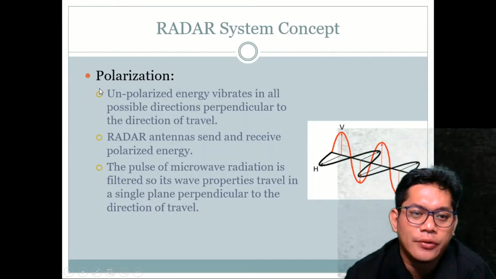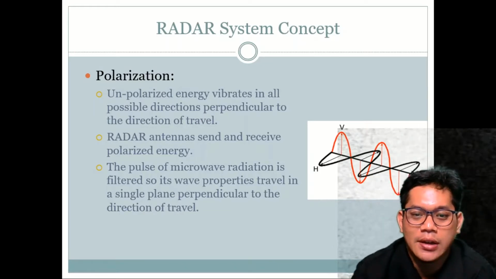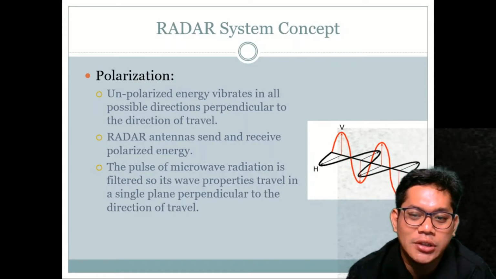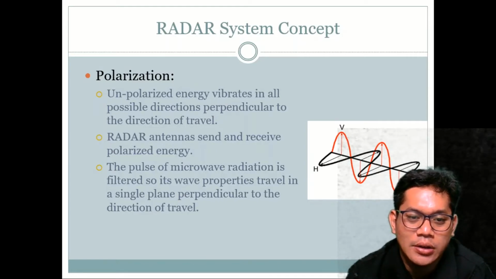For polarizations, every radar has its own polarization. So what happens? Unpolarized energy vibrates in all possible directions perpendicular to the direction of travel. Therefore, this unpolarized energy makes it difficult for radar to identify the energy, and the radar's antenna sends and receives polarized energy, which has orientations such as horizontal and vertical. The pulse of the microwave radiation is filtered, so its wave properties travel in a single plane perpendicular to the direction of travel. So what happened?